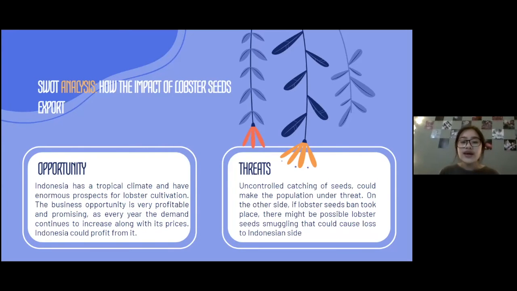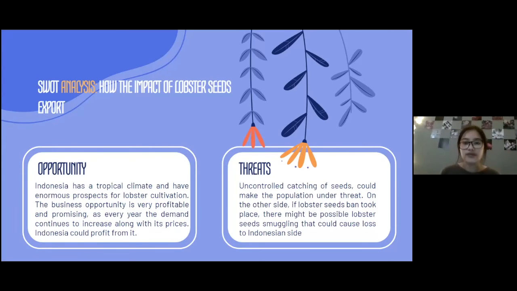However, the low number of cultivators and the high market demand for lobster have made lobster cultivation a business with very promising economic potential. Many business actors are trying to run lobster cultivation businesses in freshwater.